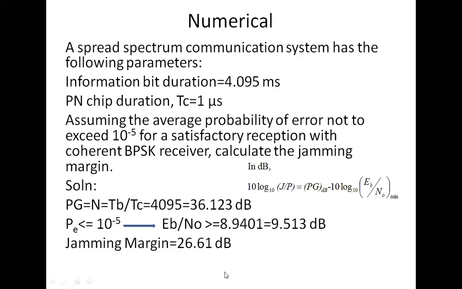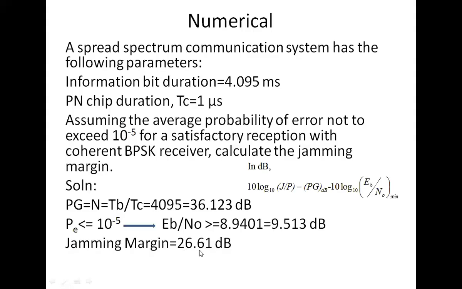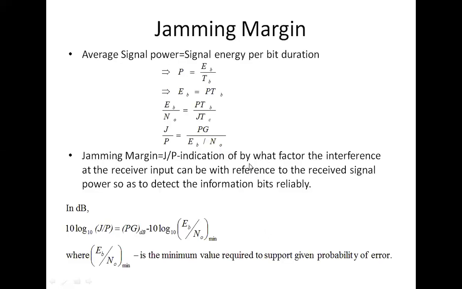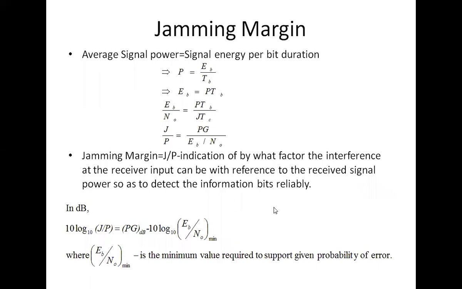So what it means, if you go back to this, jamming margin, we have got it as 26.61 dB. That means the interference at the receiver input can be 26.61 dB greater than the received signal power, so as to detect the information bits reliably. Up to that, it is possible to detect the information bits reliably.